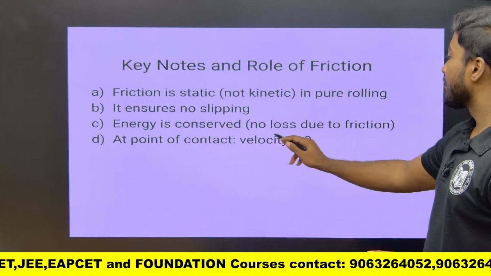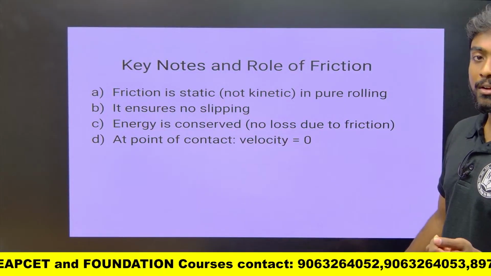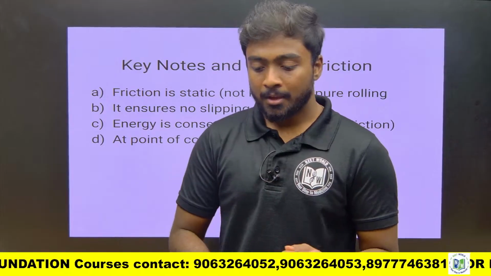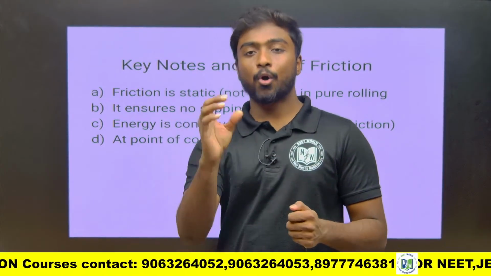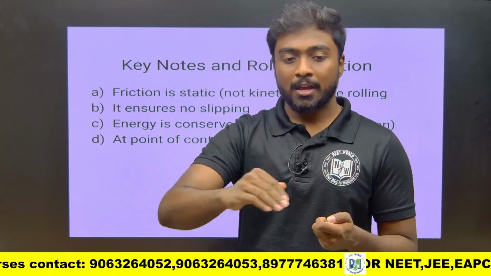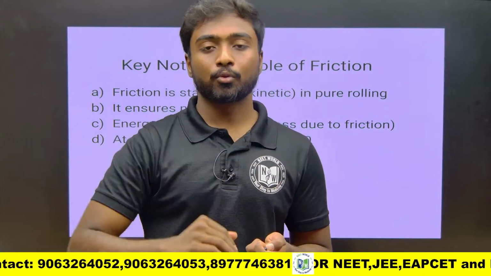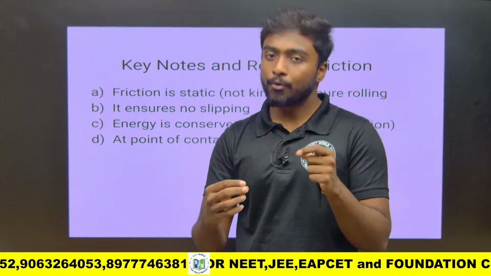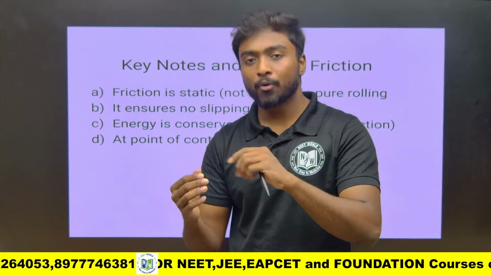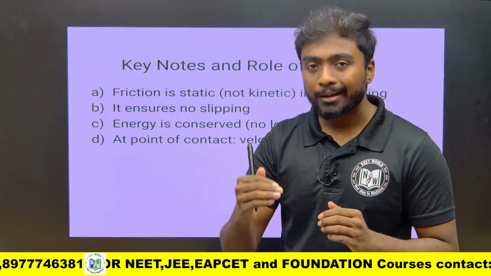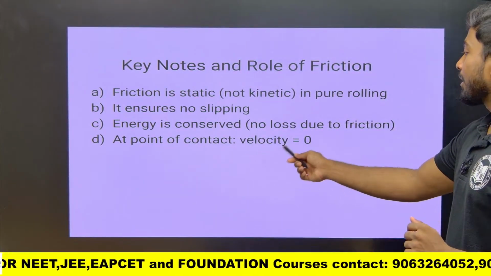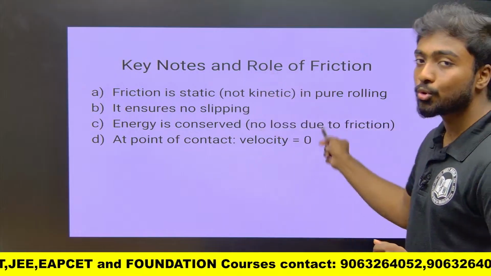Energy is conserved, so there is no loss of energy due to friction. If there is friction, energy will be lost. Suppose I am projecting an object on a smooth surface, it will move smoothly, but if there is friction, it will oppose the force, the force will reduce and it will stop. And at the point of contact, velocity is 0. These are the things you should keep in mind.